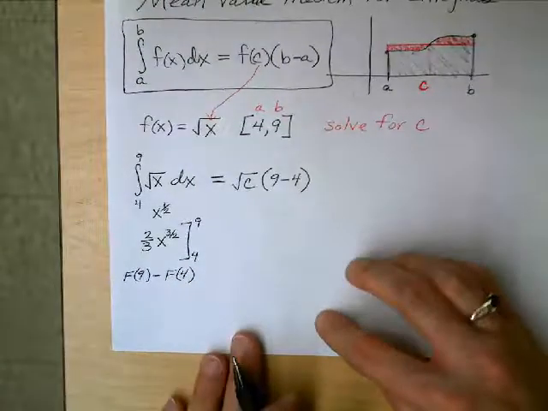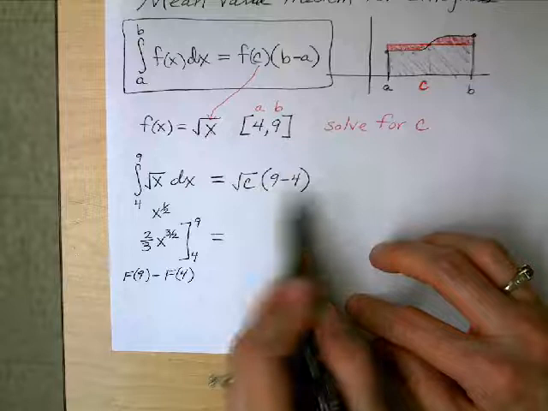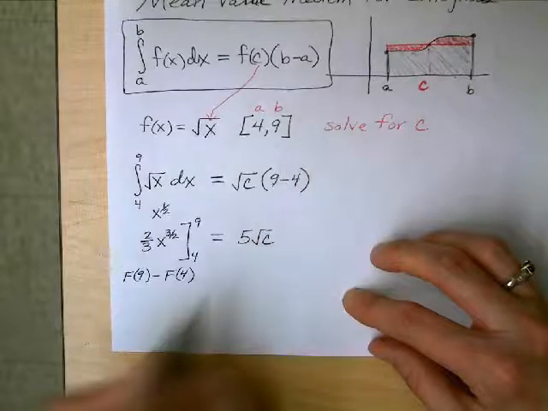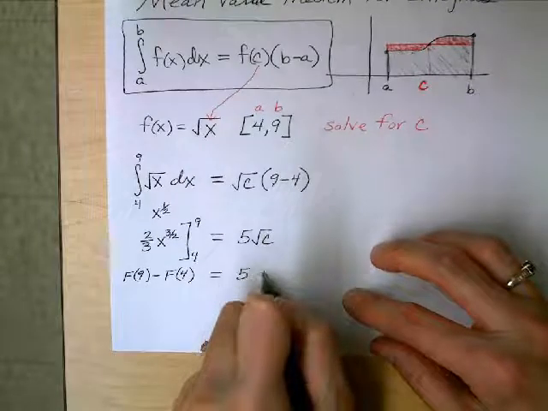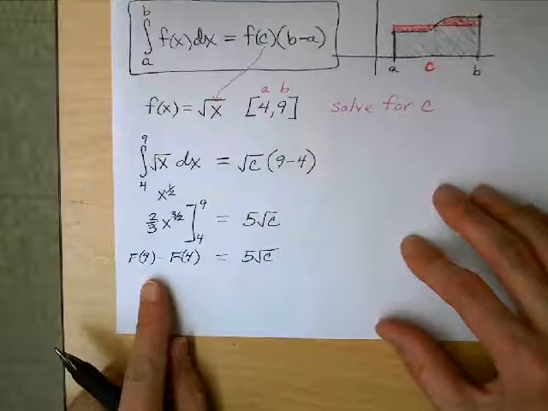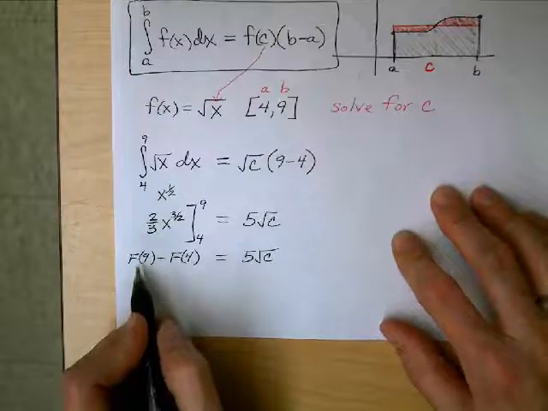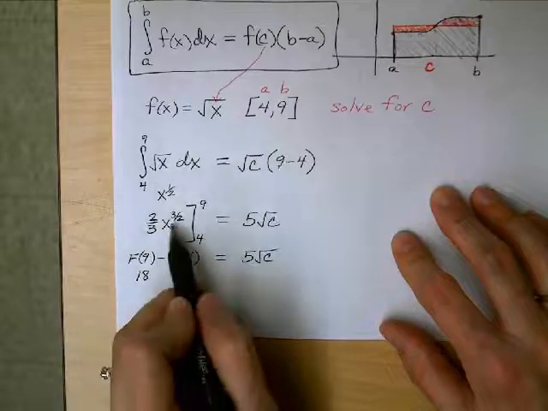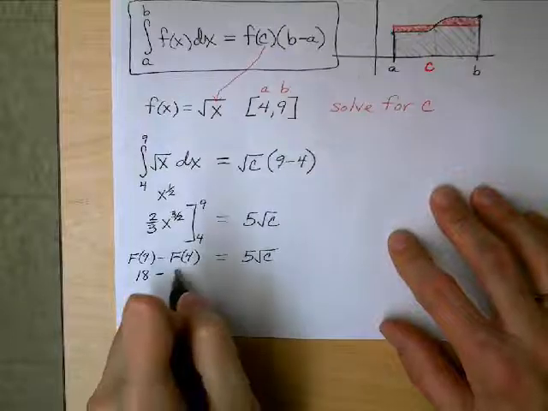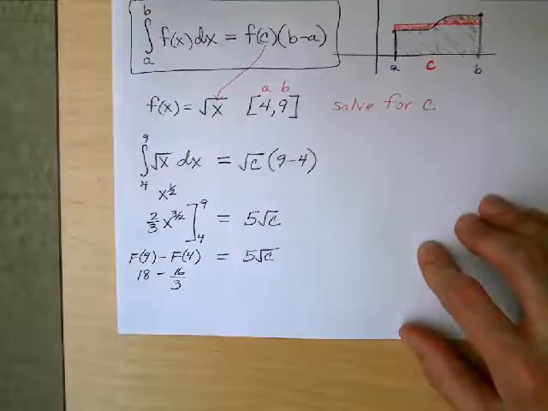Over on the other side of the problem, 9 minus 4 is actually 5, so it's 5 square root of c. This side still says 5 square root of c, but on the side where the integral is, you're going to have to evaluate it. If you plug in 9, I think you get 18. If you plug in 4, I got 16 thirds. So you have to take 18 minus 16 thirds.